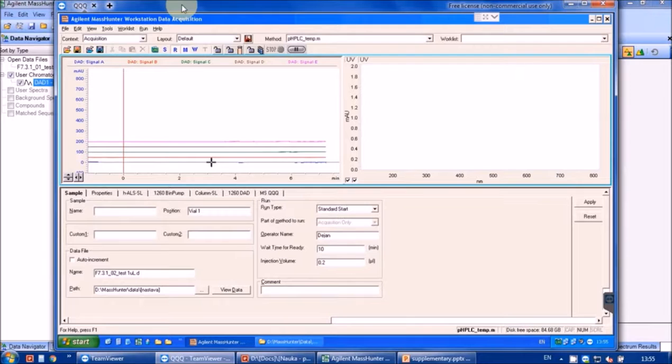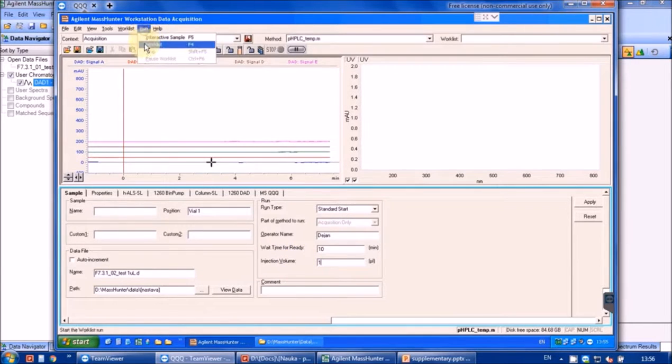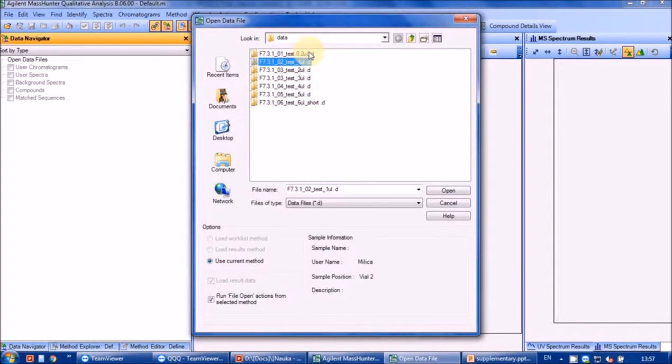Now we need to optimize the injection volume. For that purpose, increasingly larger sample volumes will be injected, from 0.5 to 6 microliters. The sample concentration is again about 500 milligrams per milliliter. Now we can see the results.